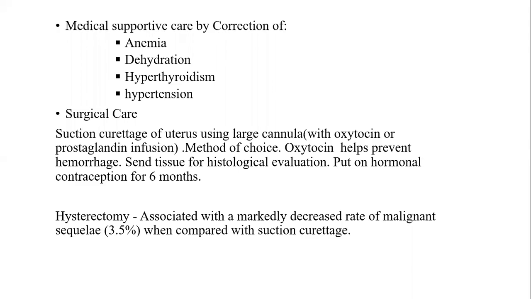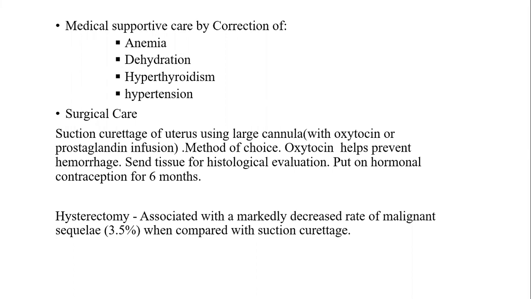So for the management, we'll start with the medical supportive care to cater for the presenting symptoms such as anemia, dehydration, hyperthyroidism, and hypertension. Then for the definitive care, it's usually surgical. So the first one, suction curettage of the uterus is usually done using a large cannula with oxytocin or prostaglandin infusion. The oxytocin is usually used to prevent hemorrhage.